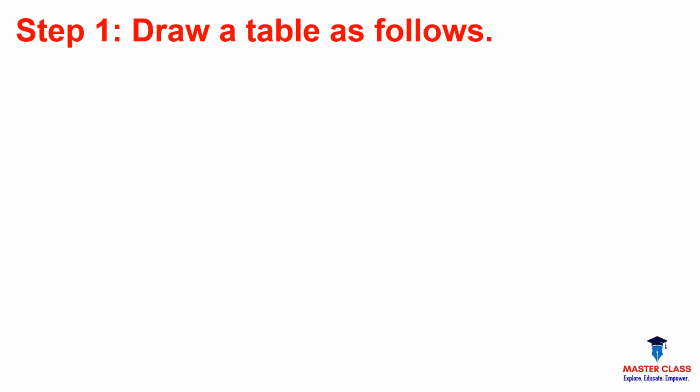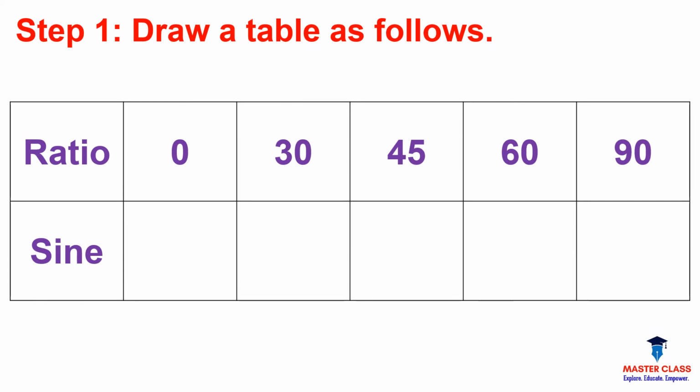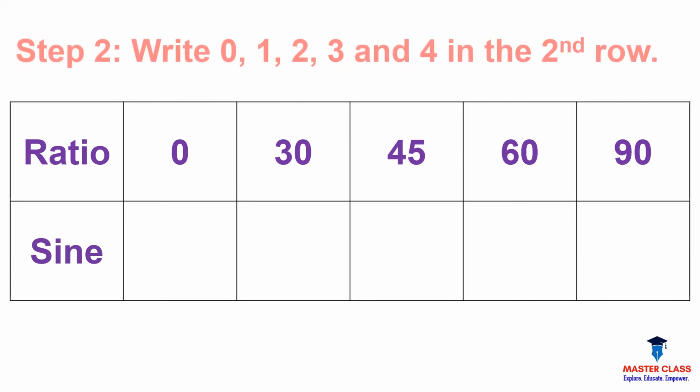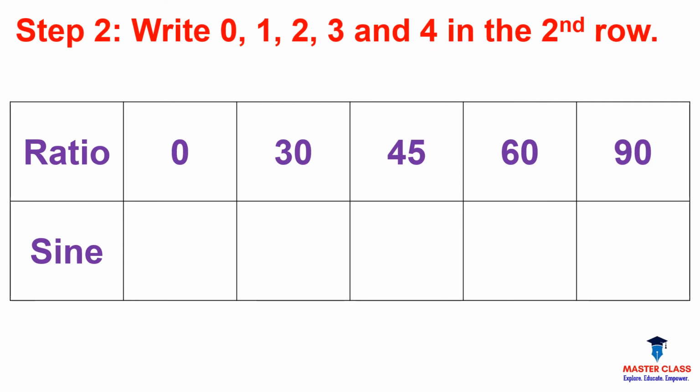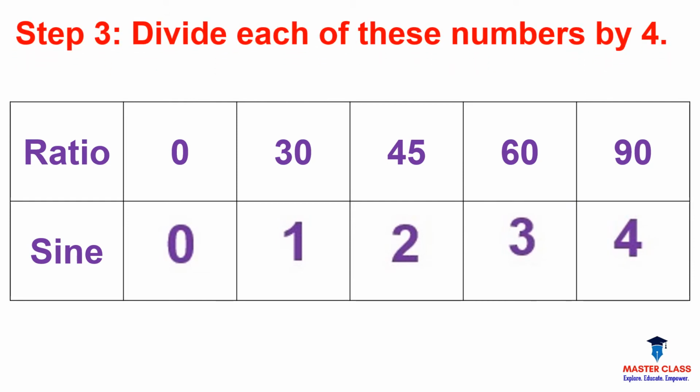First, write down a table as follows. Write down 0, 30, 45, 60 and 90 in the first row. And in the row below that, write down sine followed by 0, 1, 2, 3 and 4. We will now divide each of these numbers, that is 0, 1, 2, 3 and 4 by 4. So we will write 0 upon 4, 1 upon 4, 2 upon 4, 3 upon 4 and 4 upon 4.